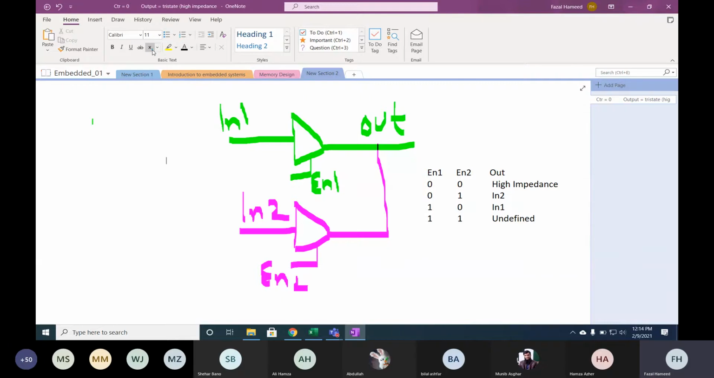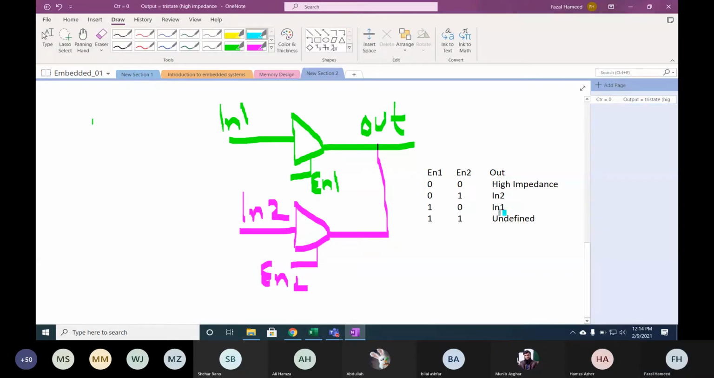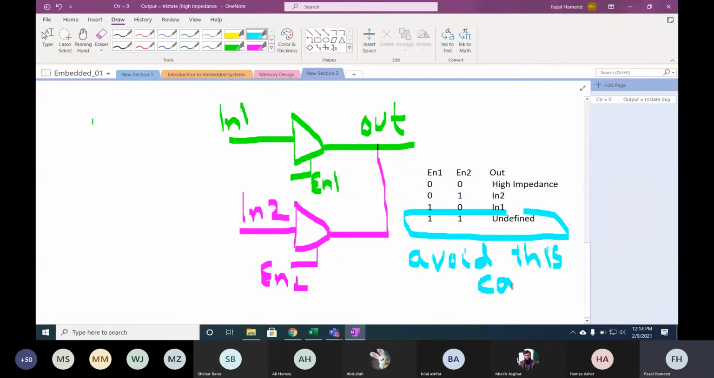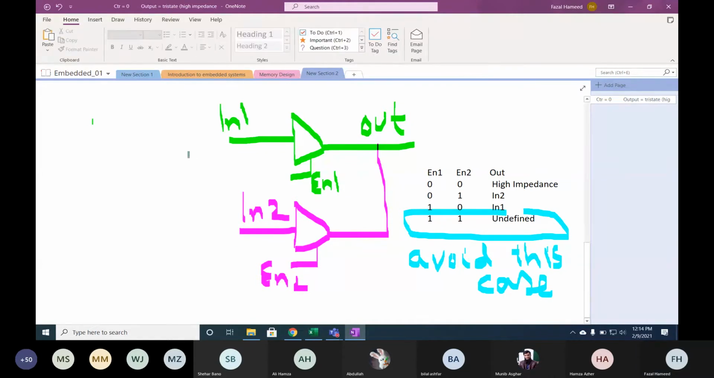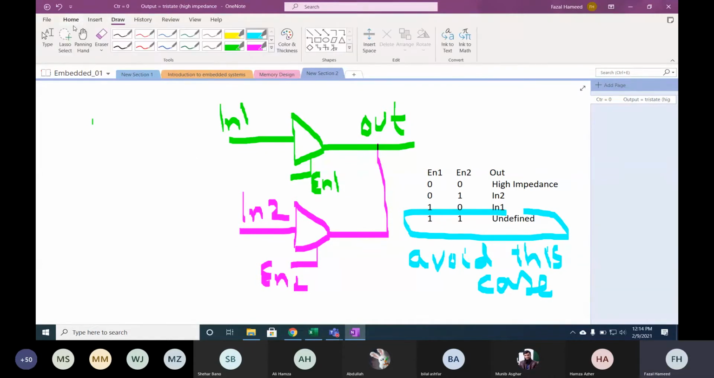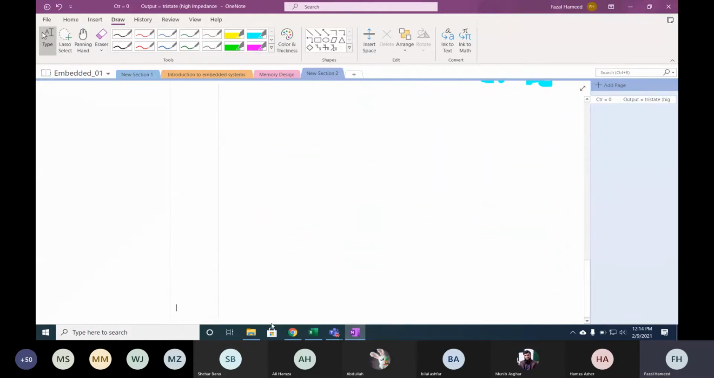Being a designer, you should avoid this case because no two devices can drive the bus at the same time, and I will explain why. Now let's assume a scenario like this.